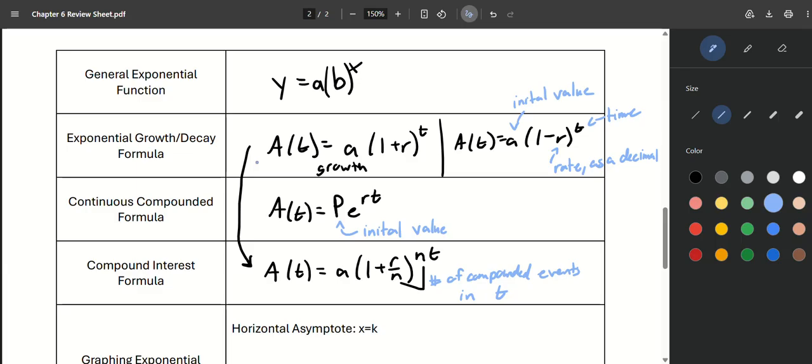So t is a year, most of the times. I'm probably going to give you t as years, and then you have to see how many of these events are in the year. Okay. So t is the amount of years. It's going to be specified what t is, but t is going to be years. Okay. So if I said daily, what would it be, Kennedy?